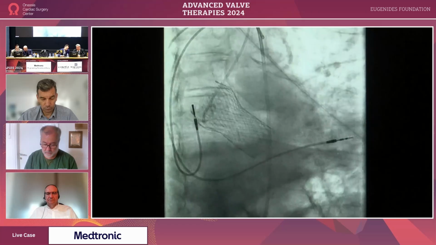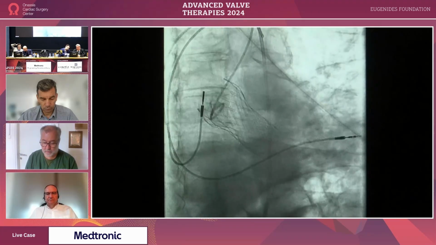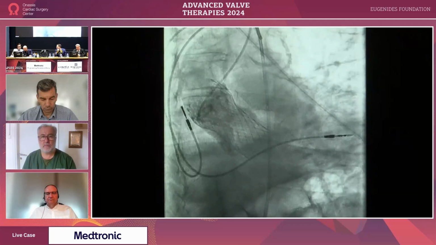I think it's a small AI, but we can check with the echo. I wouldn't. Maybe we could do it to the coplanar.